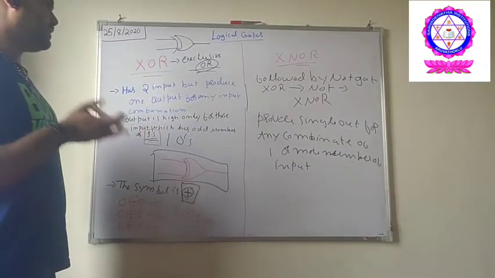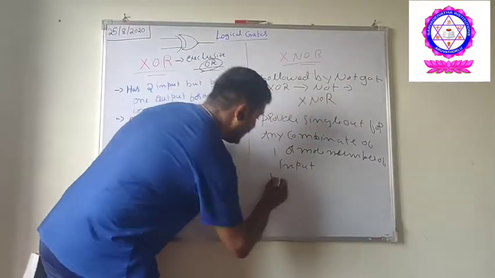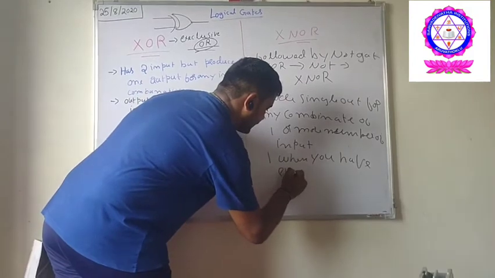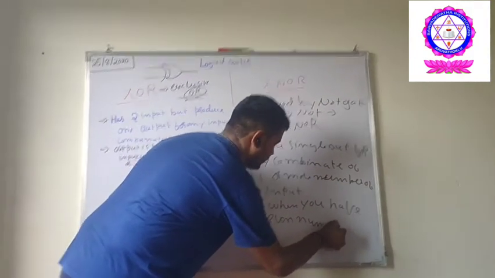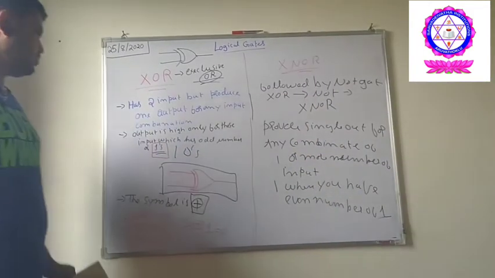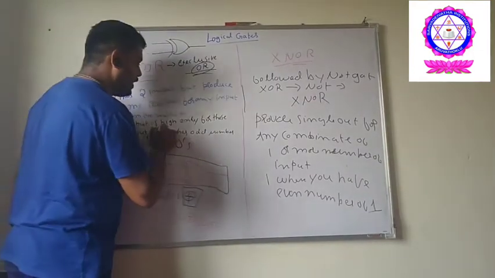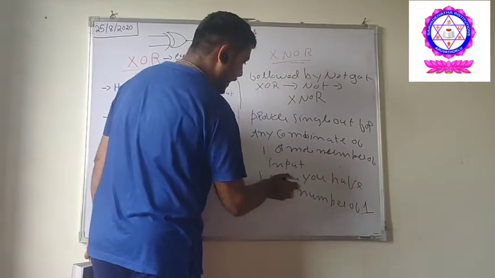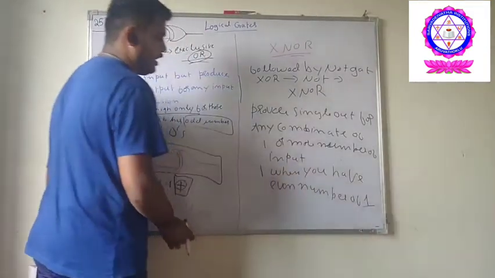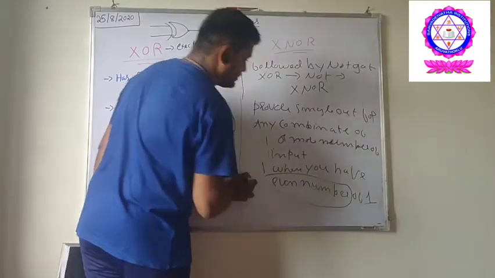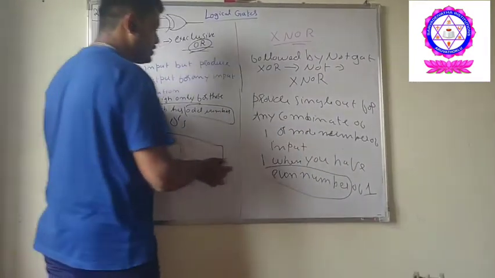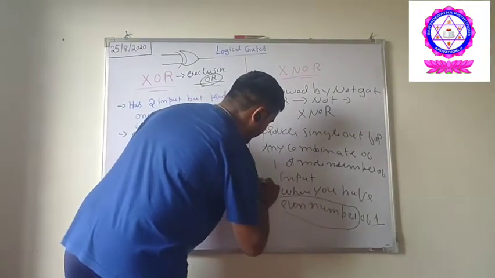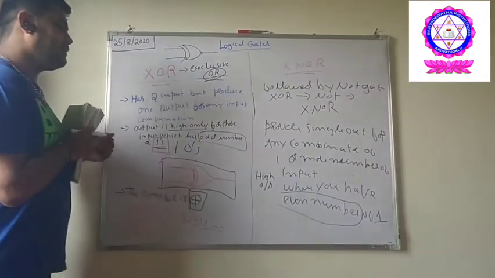So what is the twist over here? This always produces a high output when you have an even number of ones. When you check the XOR gate, it produces the high output only when you have an odd number of ones. But this XNOR gate produces the high output when you have an even number of ones.